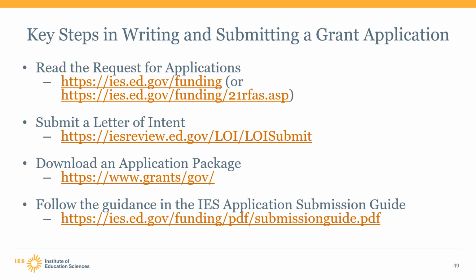There is an IES application process webinar, and in that webinar, IES staff will go into more detail about the application process. You need 3 things to apply. First, you need the RFA, which contains information for writing your project narrative. Second, you need the IES Application Submission Guide, which describes information related to submitting your application and provides an overview of the funding process. Lastly, you need the application package, which can be found on grants.gov.